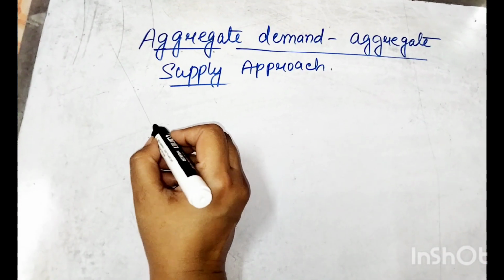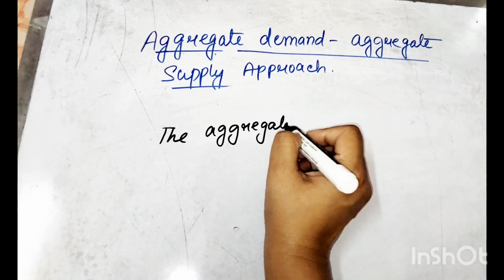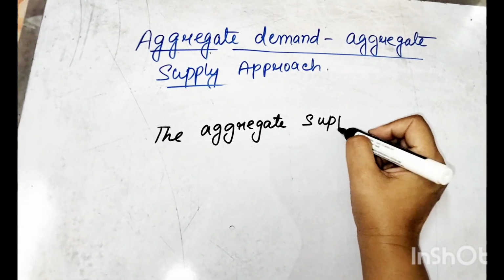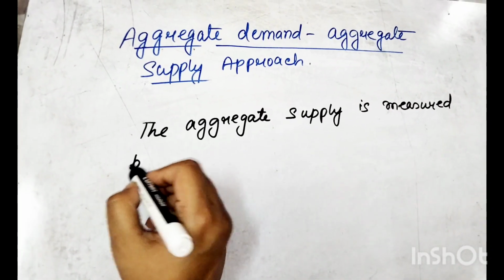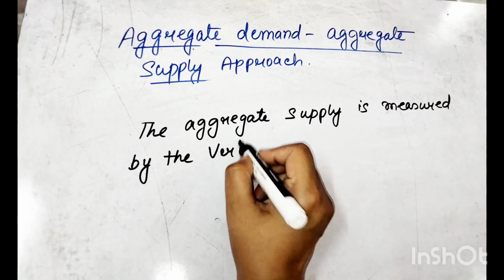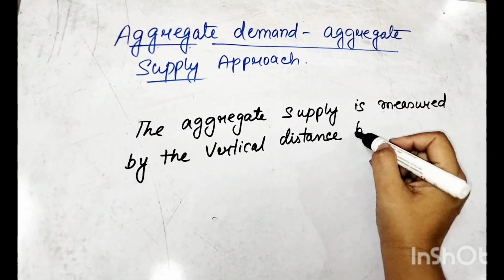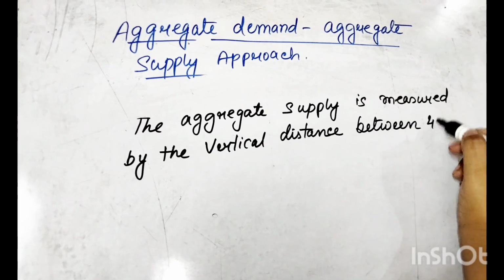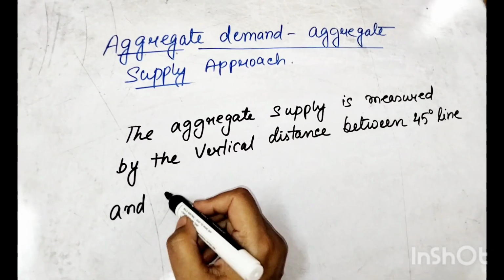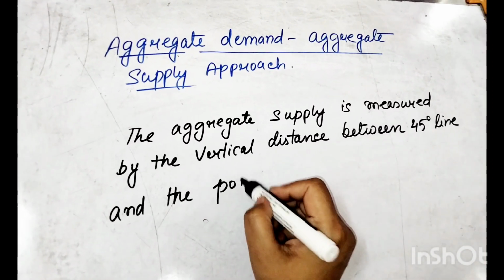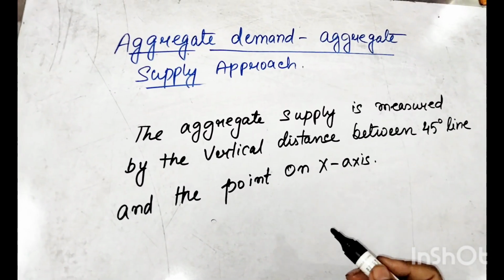Next, the aggregate supply is measured by the vertical distance between the 45° line and the point on the x-axis.